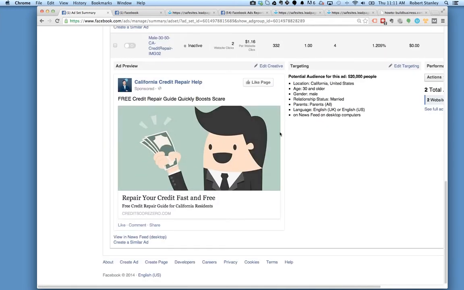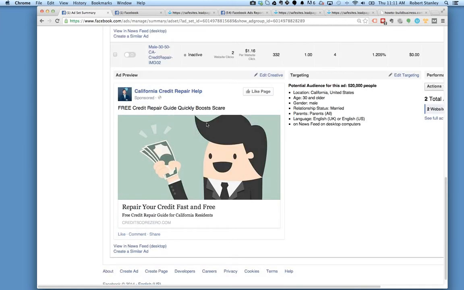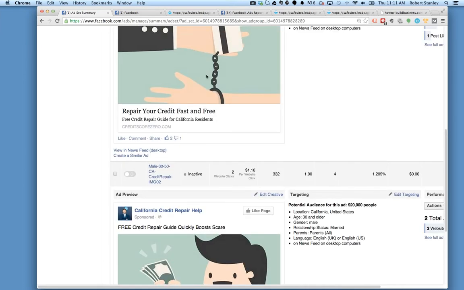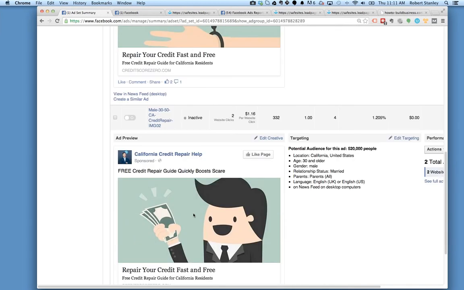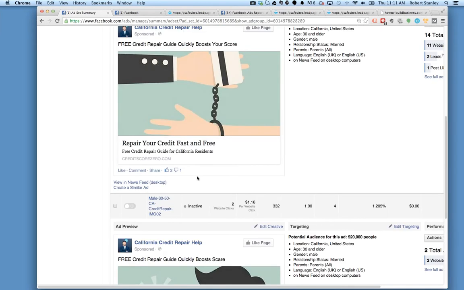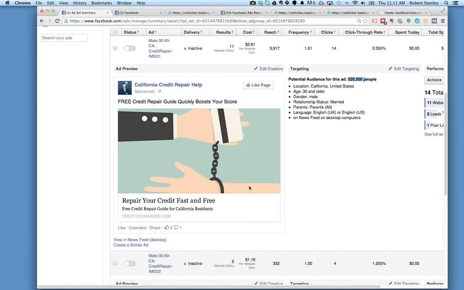It's not refreshing. Oh, this one's on a different campaign, not this campaign. This one actually did better, the guy holding the dollar bills. Both of these pictures are stock photography I got from photodune.net. Cost me $3 apiece.